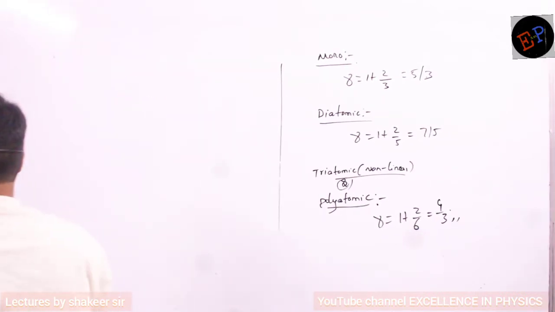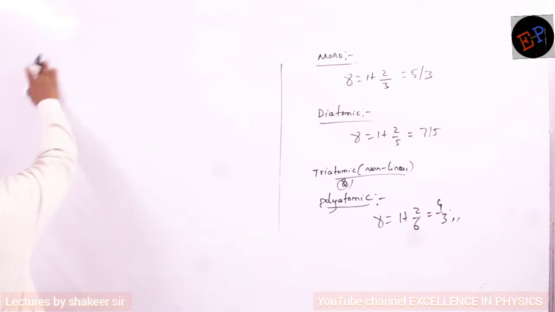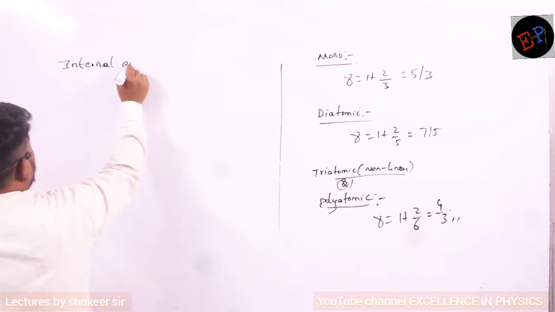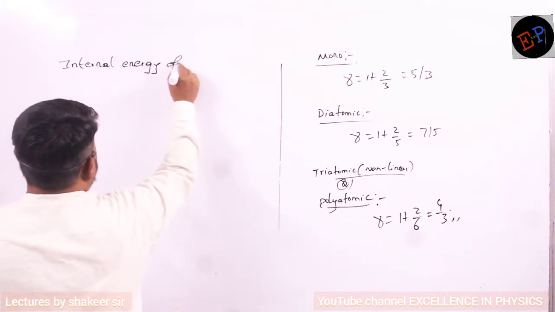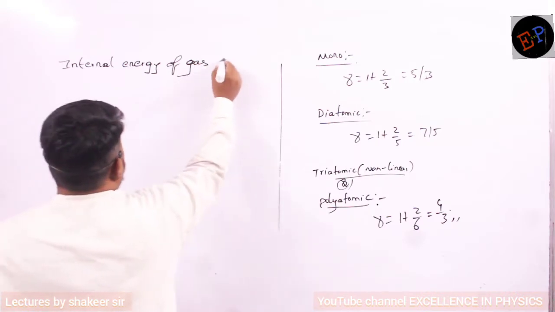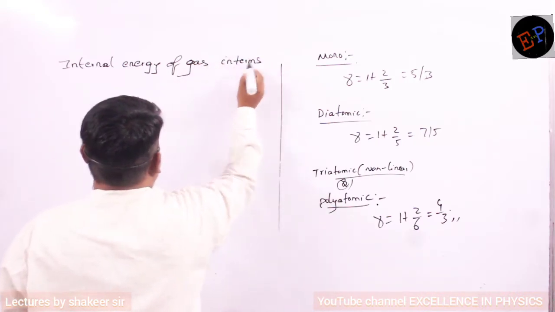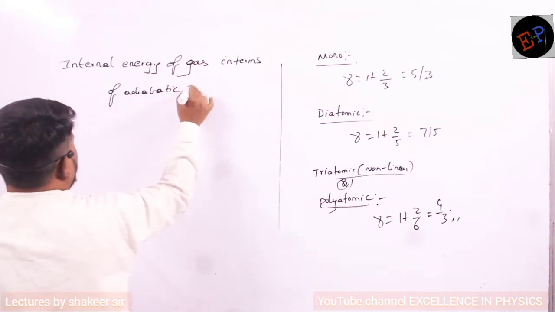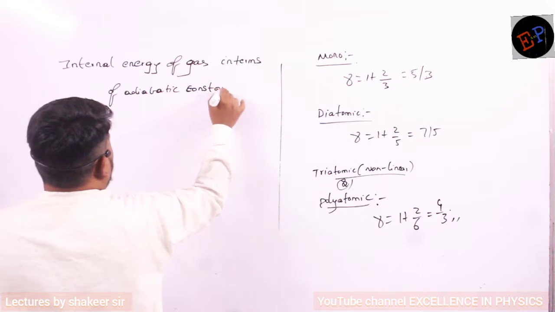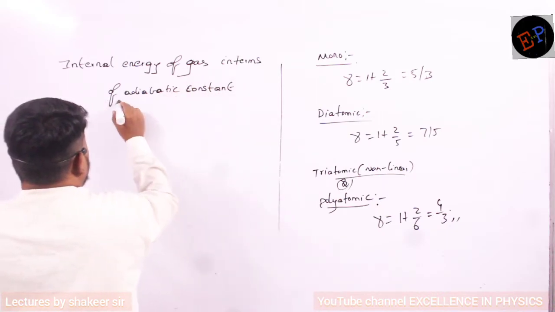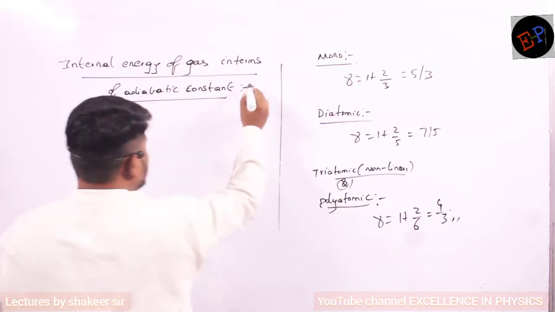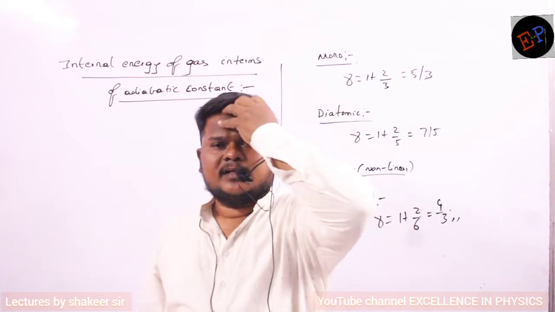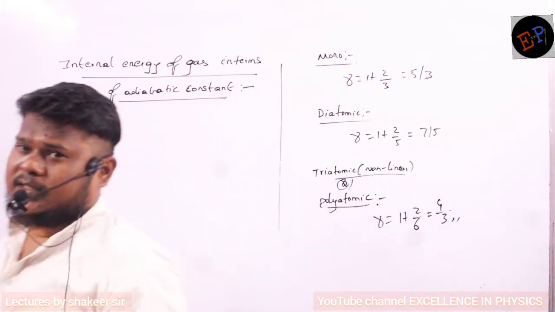So the next side heading is internal energy of gas in terms of adiabatic constant. I want to derive an equation for the internal energy of the gas in terms of the adiabatic constant. What is meant by adiabatic constant? Already we have studied. The ratio of Cp by Cv is called the adiabatic constant.